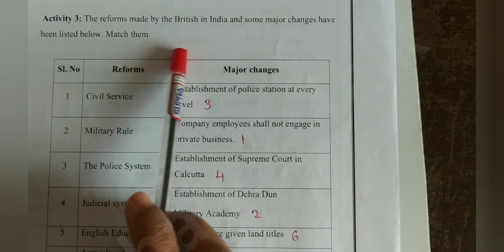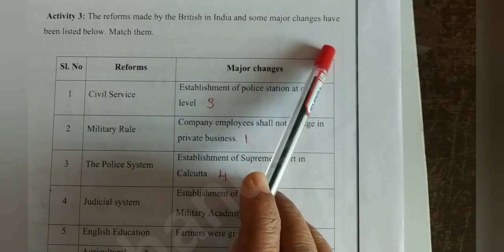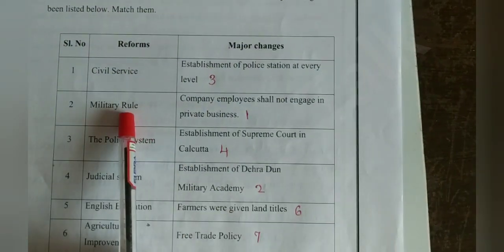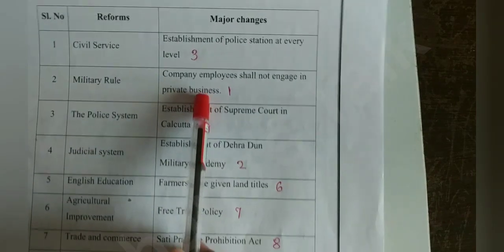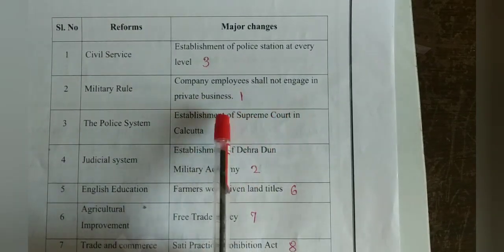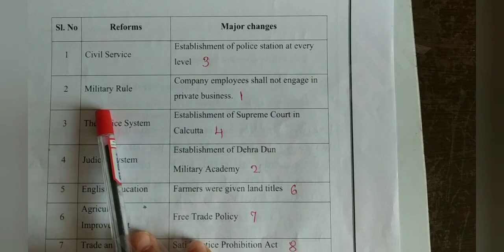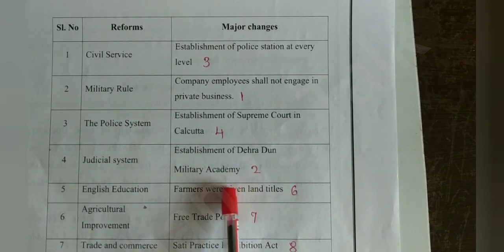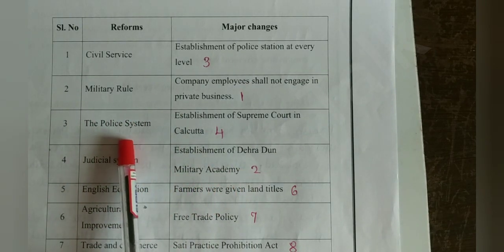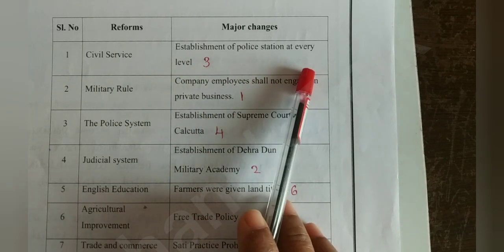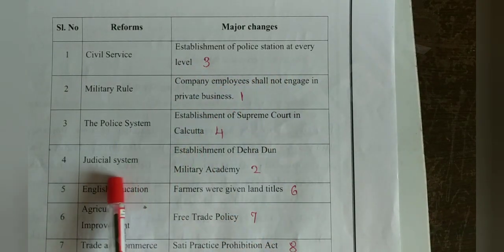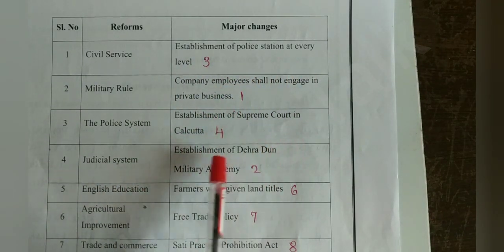Activity 3. Reforms made by the British in India and some major changes. We have to match them. Civil service, that is, company employees shall not engage in private business. For military rule, establishment of Dehradun Military Academy. The police system, establishment of police stations at every level. Judicial system, establishment of Supreme Court in Calcutta.